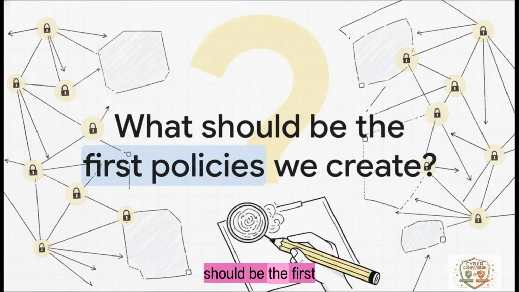You know, what should be the first policies we create is probably the single most common anxiety-inducing question out there when you first deploy segmentation. Because suddenly, you're staring at this massive blank canvas with total visibility into your network. It's incredibly powerful, but man, it can be a little overwhelming figuring out exactly where to start securing things.